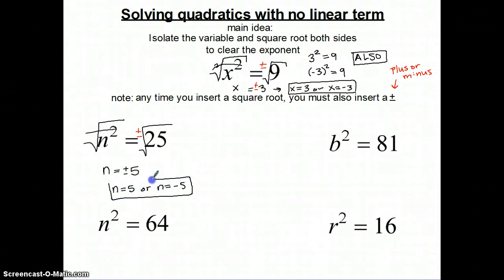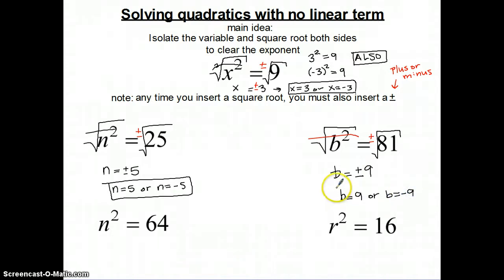To the right, I'm going to go ahead and square root both sides to get rid of that exponent. Since I square rooted, I put that radical in, so I must also put in the positive or negative signs. On the left, the radical and the exponent cancel each other out, leaving me with just b. And that equals the positive or negative square root of 81, which is 9. So my two solutions are that b may equal 9 or b may equal -9. Go ahead and pause the video and try the next two on this slide on your own.